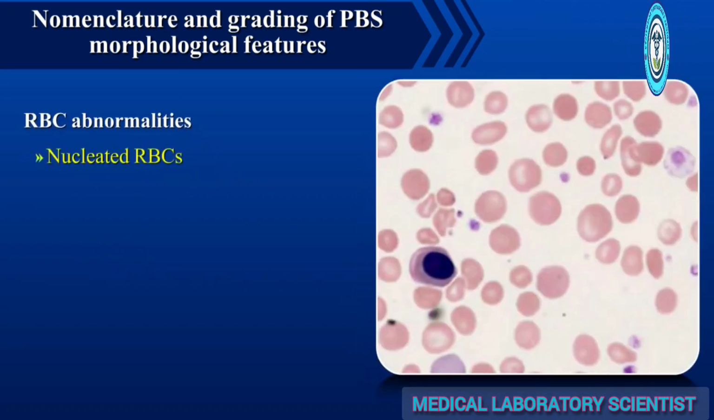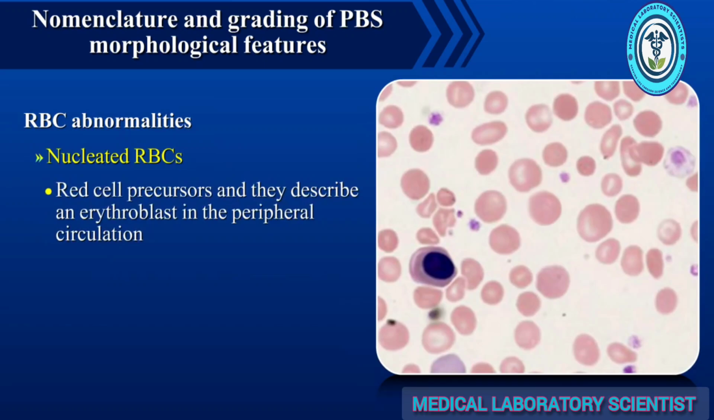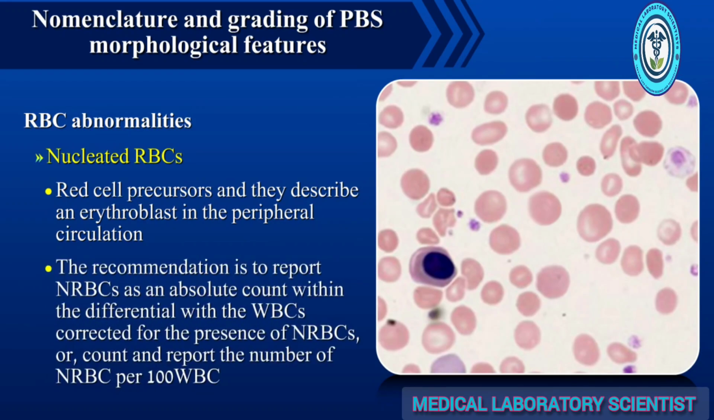Nucleated red blood cells are red cell precursors and they describe an erythroblast in peripheral circulation. The recommendation is to report NRBCs as absolute count within the differential with the WBCs corrected for the presence of NRBCs.